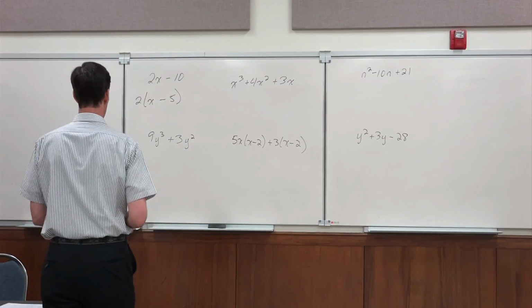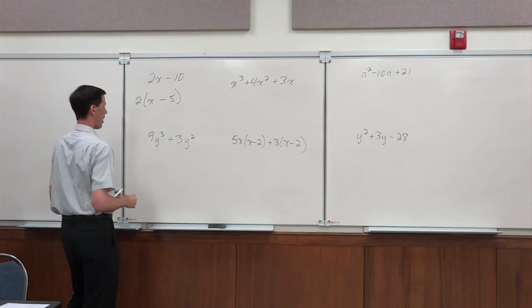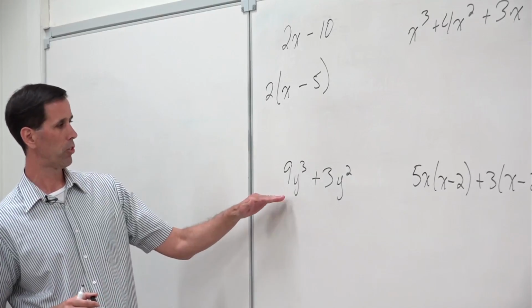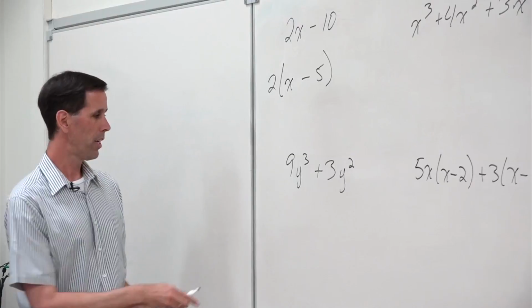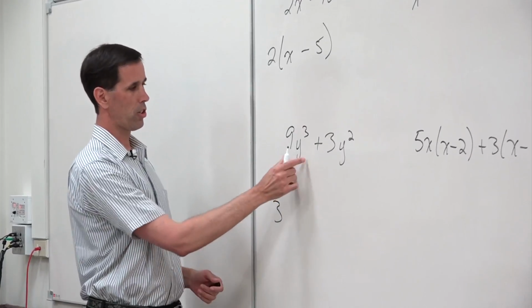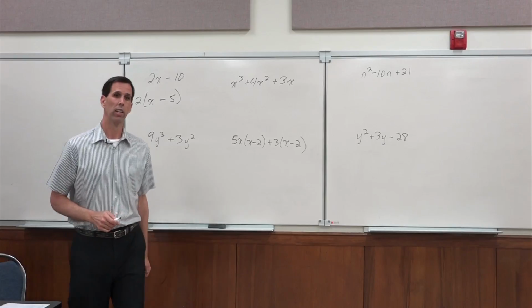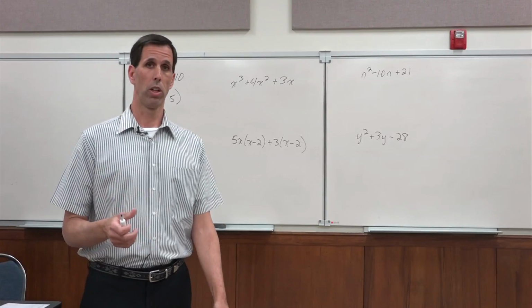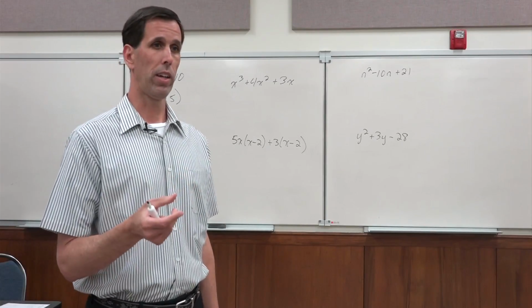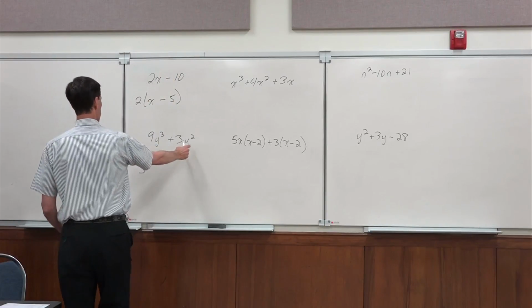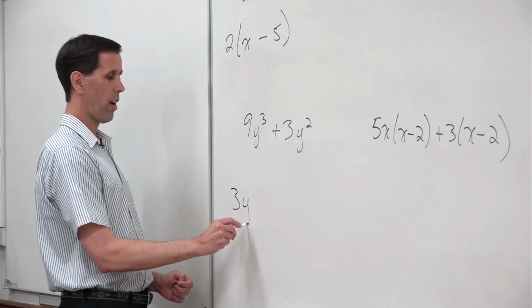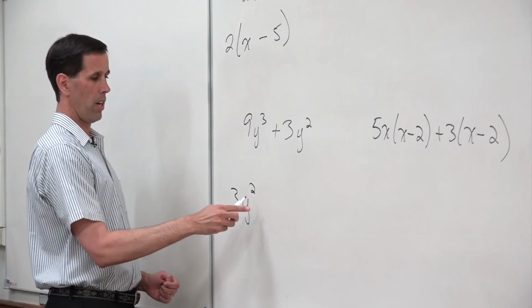Let's take the second one right here. We have 9y cubed plus 3y squared. If you look at your numbers first, 9 and 3, the greatest common factor there, of course, would be a 3. Now this one also, each term happens to have a power of y. When you're looking at your variables, you want to look at exponents, and you can only factor out your lowest exponent. So the greatest common factor for our y's here would be y squared. So our GCF here would be 3y squared.